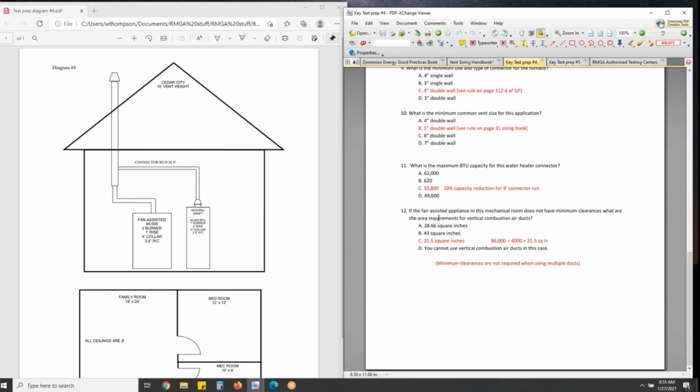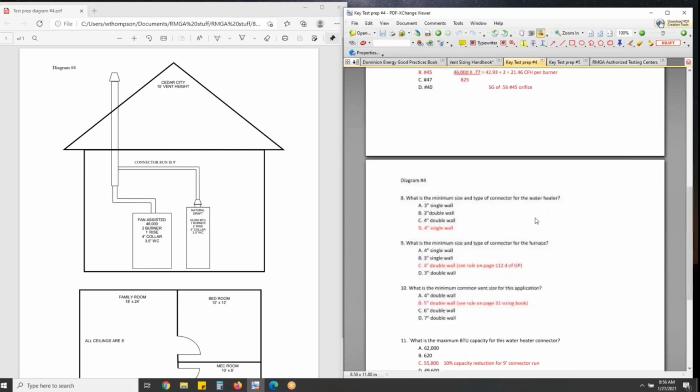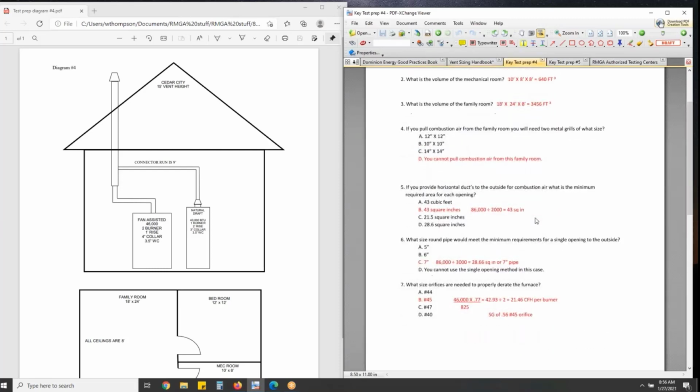And number 12, if the fan-assisted appliance in this mechanical room does not have minimum clearance, what are the area requirements for vertical combustion air ducts? Well, if you're using multiple ducts, minimum clearances are not required when using multiple ducts, right? They tried to trick you. Just do the formula. 86,000 divided by 4,000. The only time minimum clearances are required is when you're using a single opening, correct? Okay, so again, watch your questions because they're going to throw trick ones at you like this, okay? All right, everyone good on that one? Any other questions, anything we need to go over?